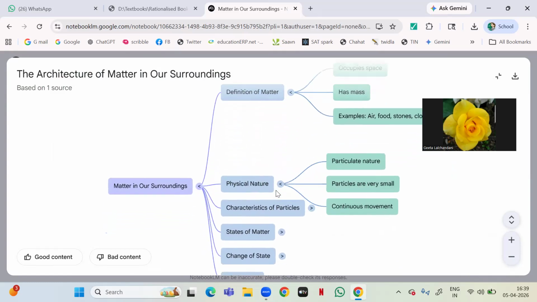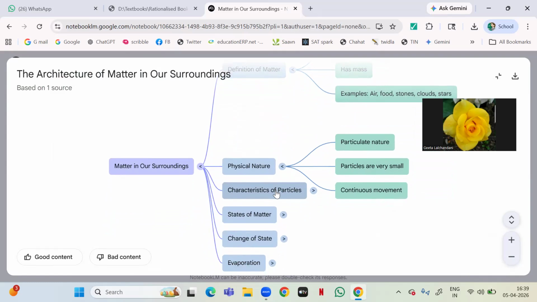Then let's see what else will be discussed. There was a question whether matter has a particulate nature or is continuous. So yes, matter has a particulate nature. The particles are very small. Again, the KMnO4 activity will be used for that. When I discuss the chapter, I'll explain it to you. And the particles are in continuous motion. Again, there's an activity related to it: what happens to the incense stick, why does perfume travel from one corner to the other corner of the room. So this proves that particles of matter have continuous movement.